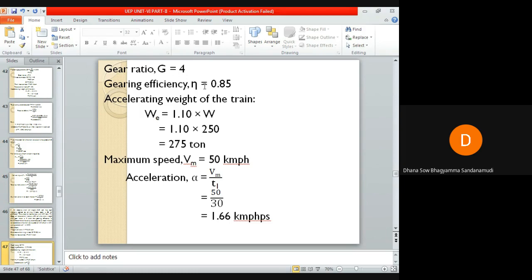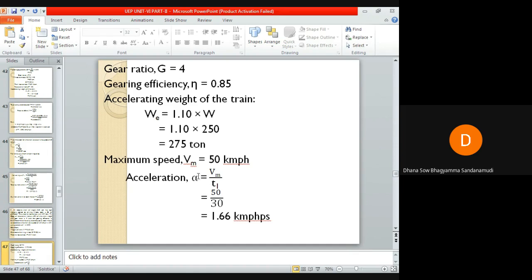Gearing efficiency is given, eta equal to 0.85. And you can determine the accelerating weight of the train if you know the dead weight of the train. Dead weight is known, 250, so accelerating weight is 1.10 into W. You just substitute 250 here, and you will get the accelerating weight 275 tons. The maximum speed is already given in the problem, that is 50 kilometers per hour. So if you know the maximum speed, you can determine the acceleration.